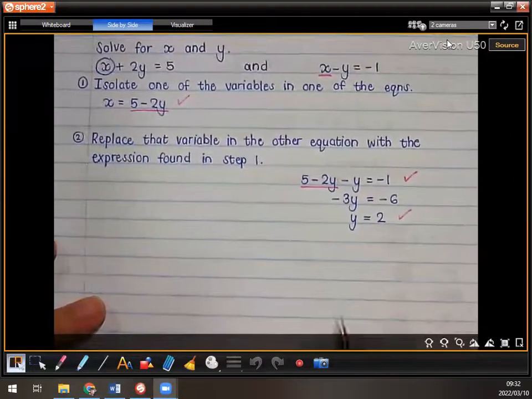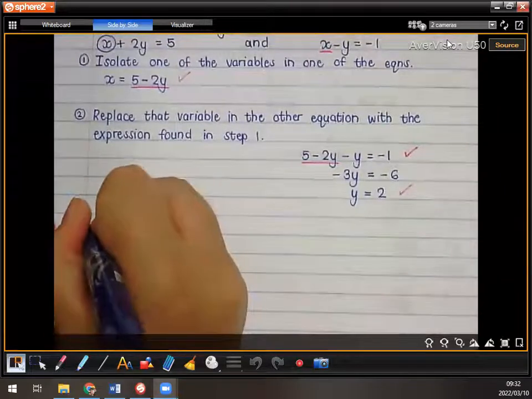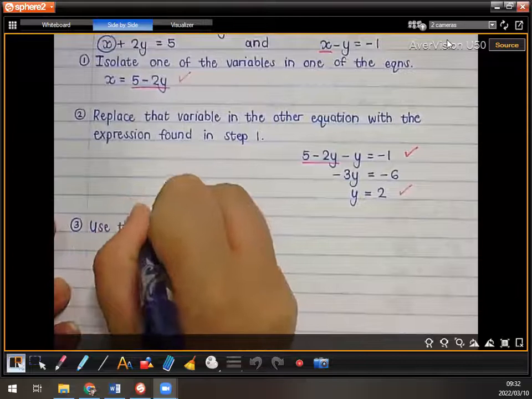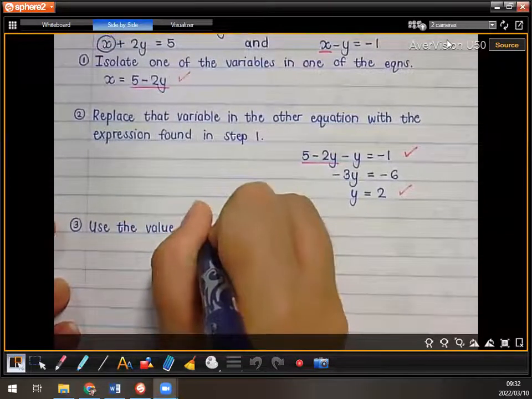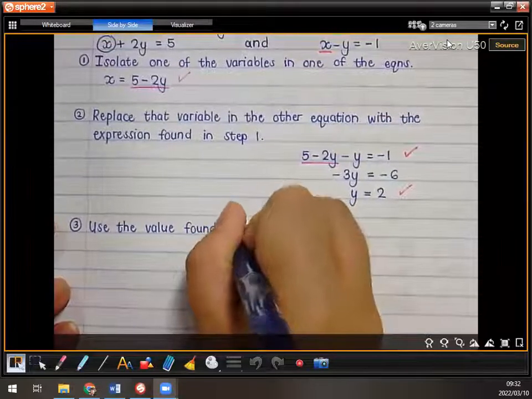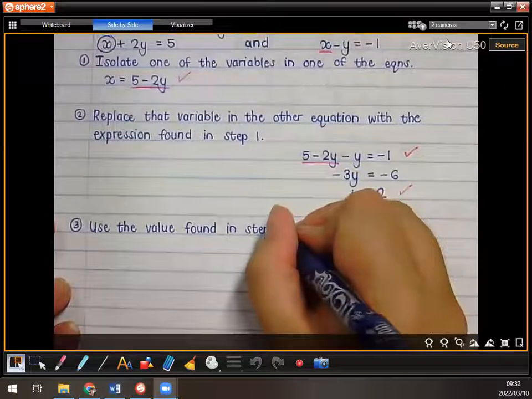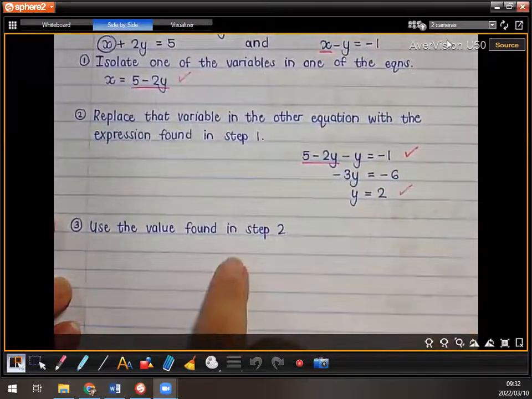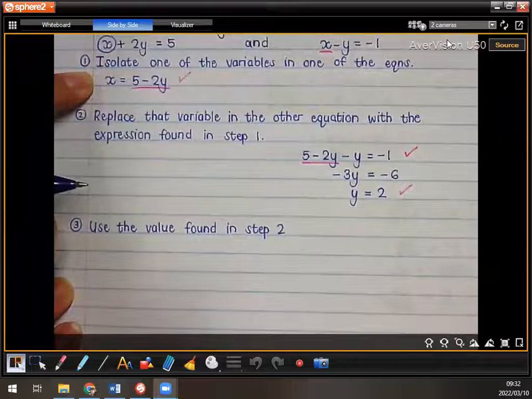Okay, then step 3 is going to be to use the value found in step 2, right? The value for y in this example, but you might do it the other way around. So whatever value you're finding in step 2, you need to then put that back into the expression that you got in step 1. That's going to give you the value of x.